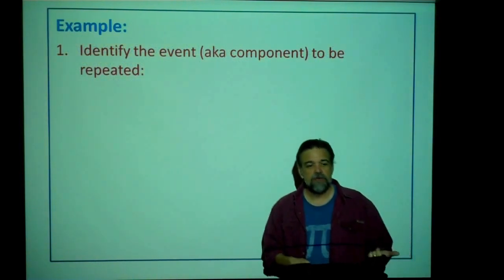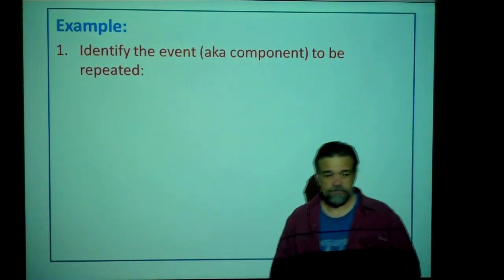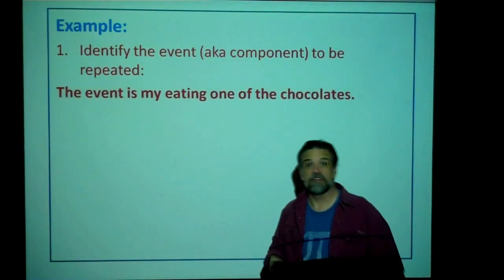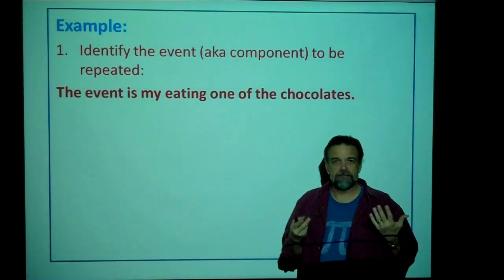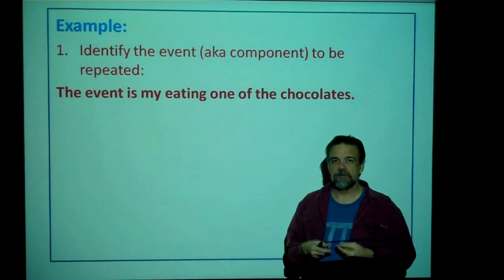So, number one, we identify the component, the event that's going to be repeated. Well, the event that's going to be repeated is me eating chocolates. Okay? I'm going to pick one up. I'm either going to smile or frown. And then, what am I going to do? I'm going to repeat that event over and over and over.